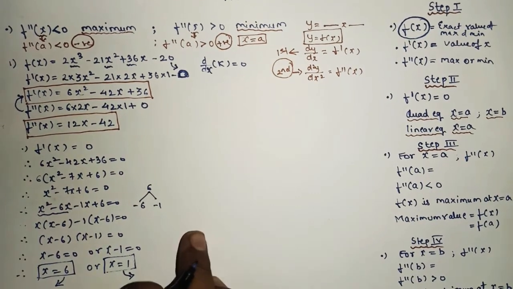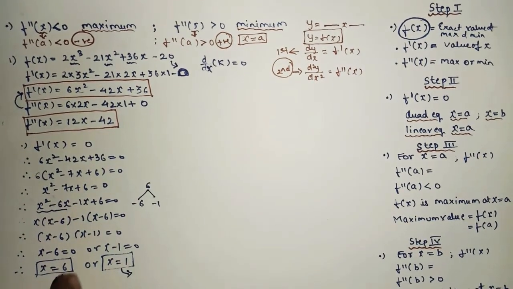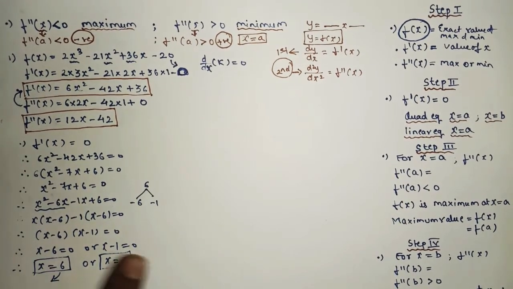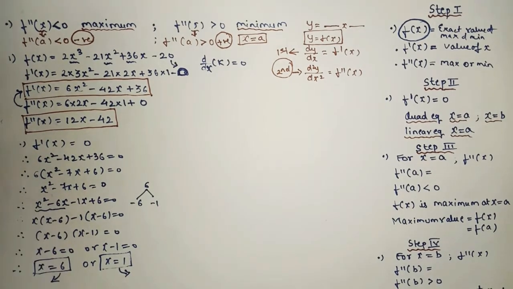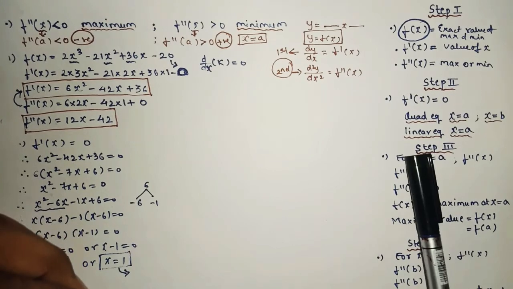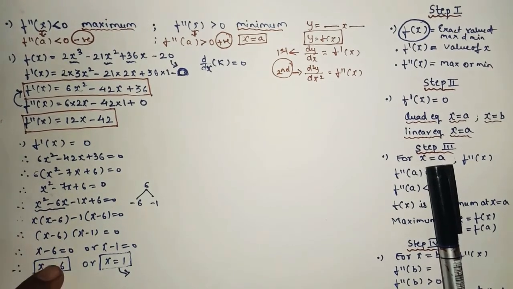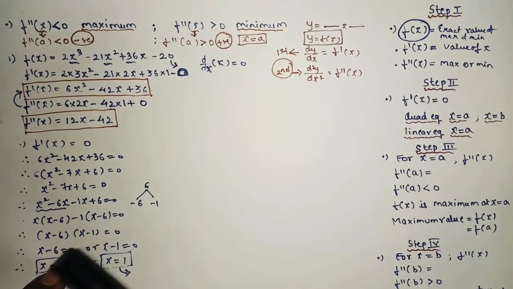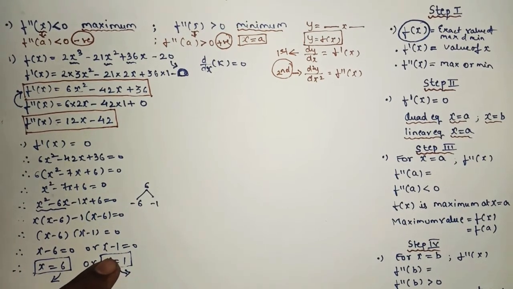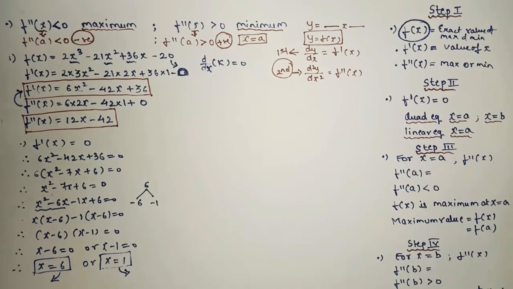So whenever you are getting the two values, remember, one will turn to maxima and one will turn to minima, or else vice versa. Sometimes this will be minima and sometimes this will be maxima, it depends. So for that only we'll move on to step number 3 to check at which particular point, at x equal to 6 whether it is maximum or minimum, or at x equals to 1 it is maximum or minimum.